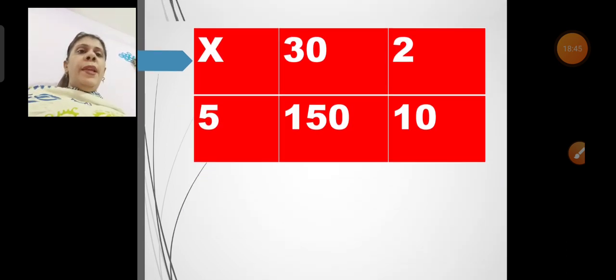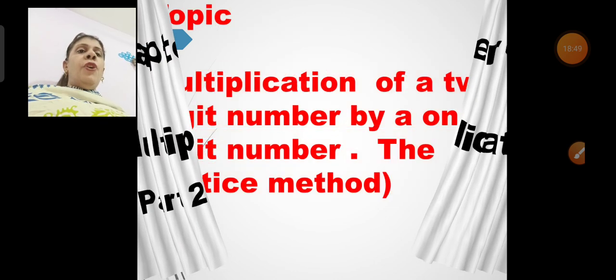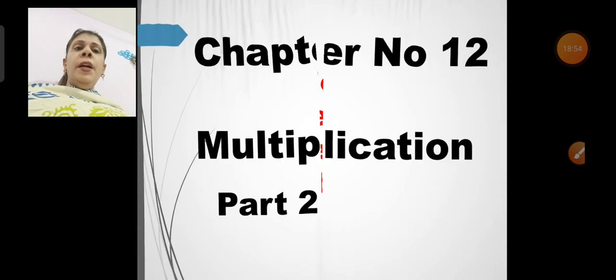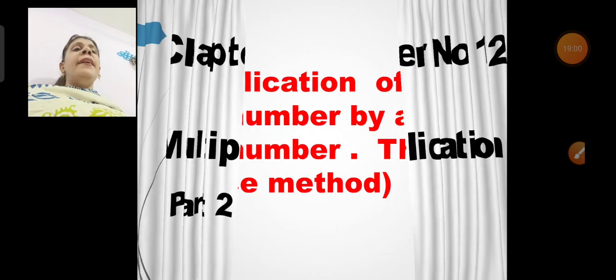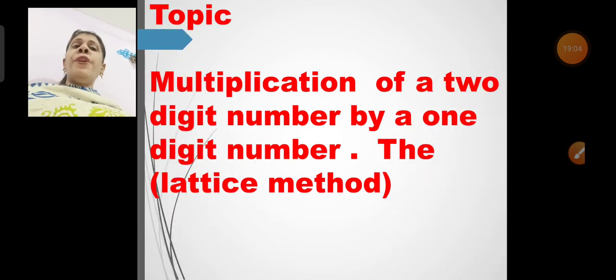First you will write today's date. After writing today's date, you are going to write chapter number 12 multiplication. Don't write part 2, only write chapter number 12 multiplication. After you finish writing that, then write multiplication of a 2 digit number by a 1 digit number, the lattice method. Okay.